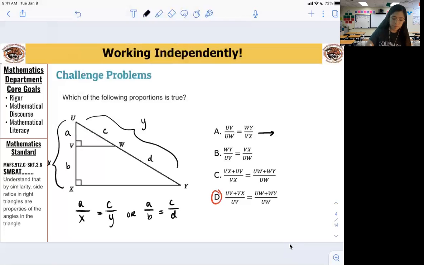They did A over C is equal to... Hold on, what's UW? Oh yeah, C, you're right. A over C. D over B. D over B. What's wrong with that one?